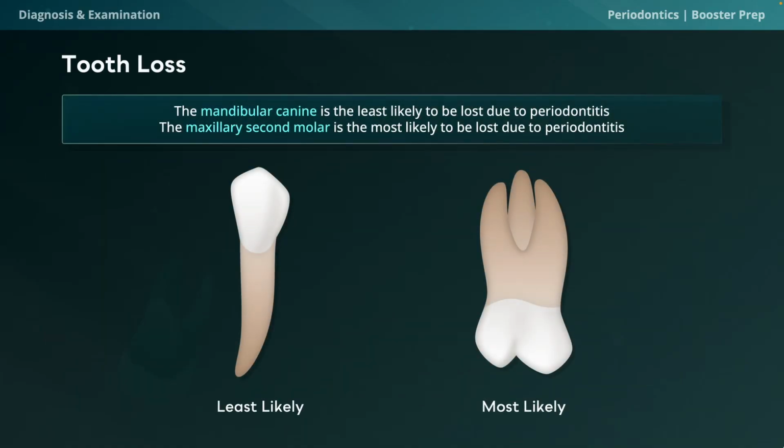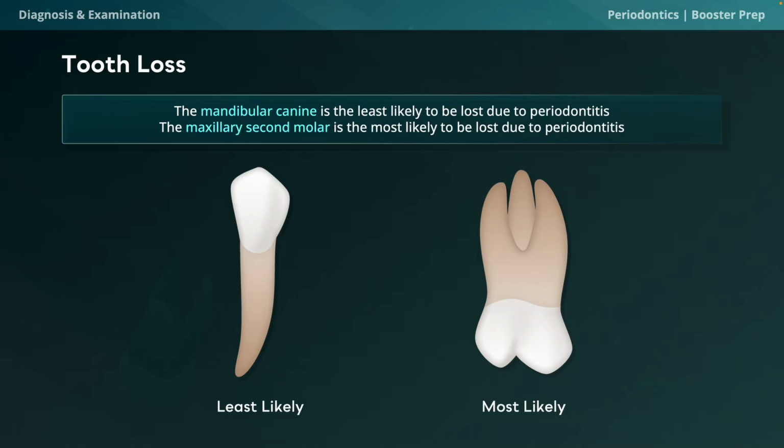And while on the topic of tooth mobility, another high-yield point to know is that the mandibular canine is the tooth that is least likely to be lost due to periodontitis. This is because the mandibular canine has the longest root in the mouth, making it the most resistant to bone loss. In the same light, the maxillary second molar is the most likely to be lost due to periodontitis. Its posterior position and complex anatomy make it very difficult for patients to adequately clean it, which leads to early furcation exposure and poor accessibility for plaque control, all of which make it more susceptible to advanced attachment and bone loss.